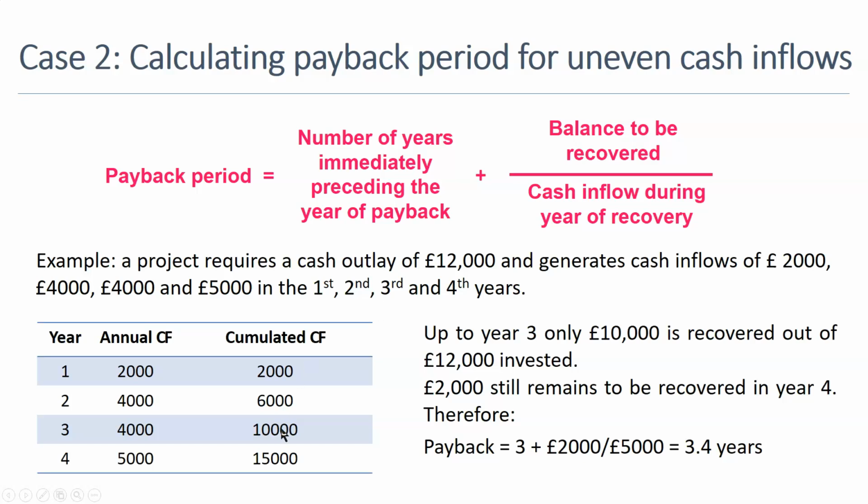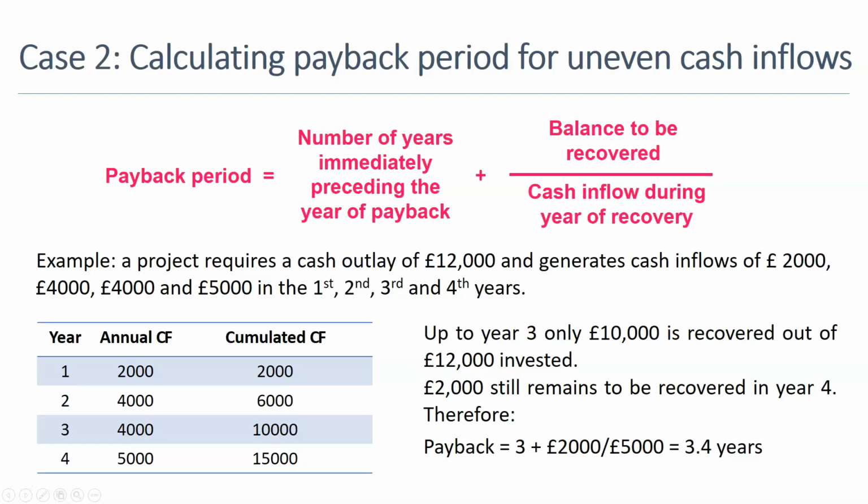So this is the difference between what we've invested and the total cumulated cash flow which we've reached. In other words, this is the balance which is still yet to be recovered in the next year. We are going to recover this amount in year 4. And the actual annual cash flow which we plan to receive in this year is £5,000. This is the last number in our formula, the cash inflow during the year of recovery.